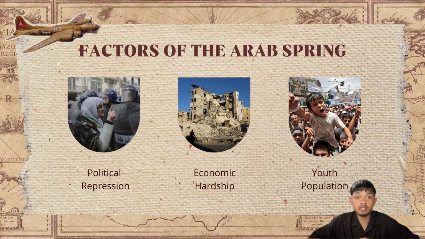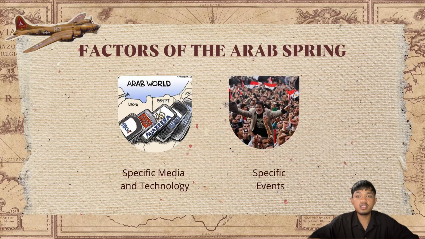The youth population played a crucial role in the Arab Spring. A large part of the population in these countries was under the age of 30, and many of them were frustrated with the lack of opportunities. They wanted better jobs, more freedom, and a chance to shape their futures. This younger generation was also more connected to the world through technology and social media, which helped them express their frustration and share ideas for change.